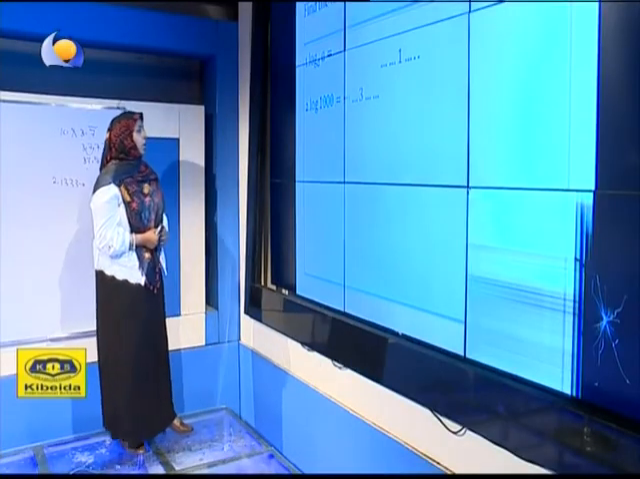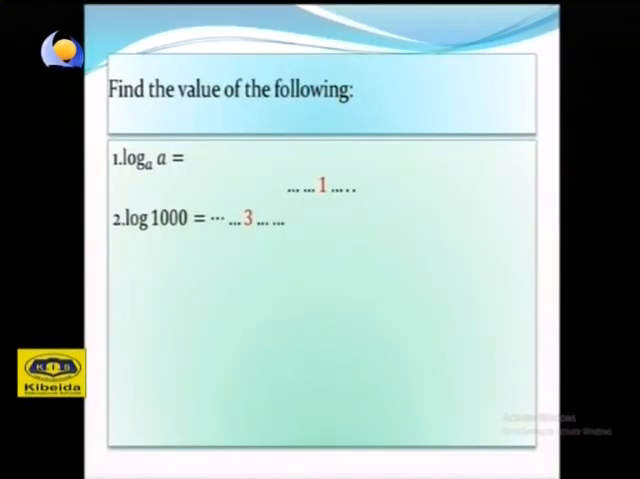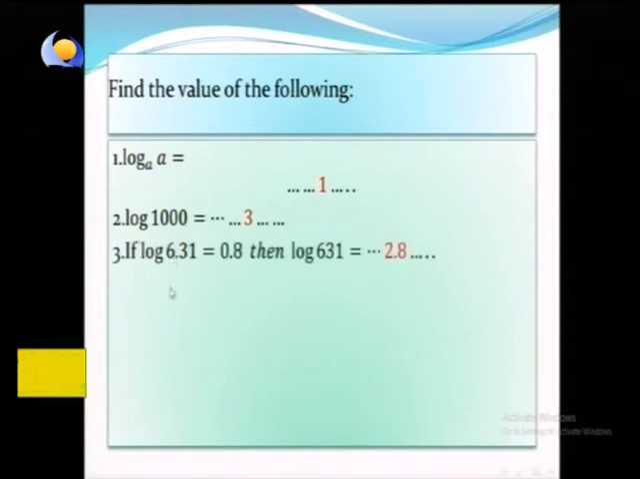Here I have log 1000. It's clear here that I don't have a base. And we all know that if he did not write a base, that means it's base 10. So what is the power when I raise 10 to it that will give me 1000? How many times should I multiply 10 by itself to give me 1000? It's definitely according to the number of zeros. If I have 3 zeros, that means it is 10 to the power 3. If 4, then power 4.